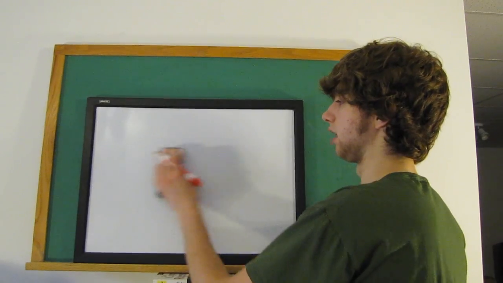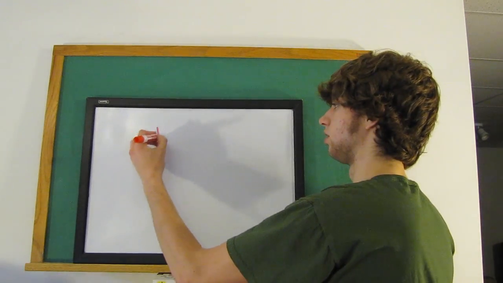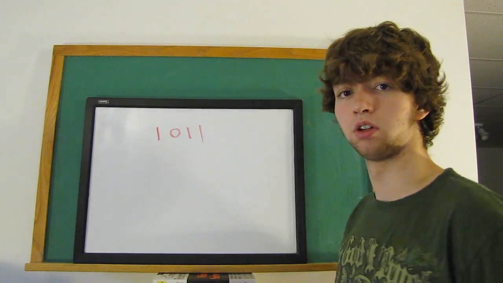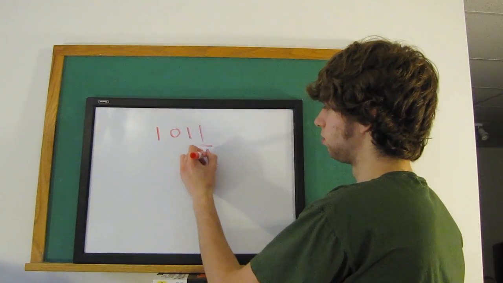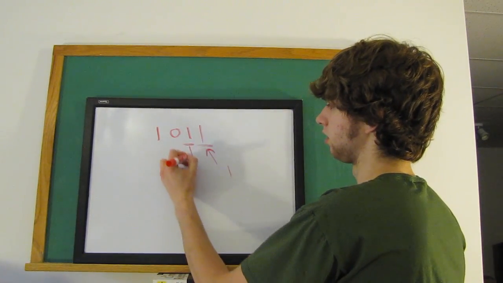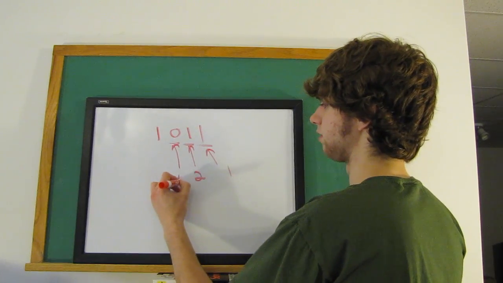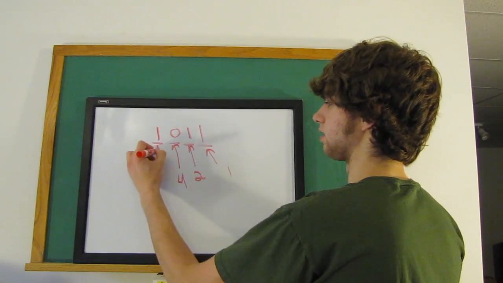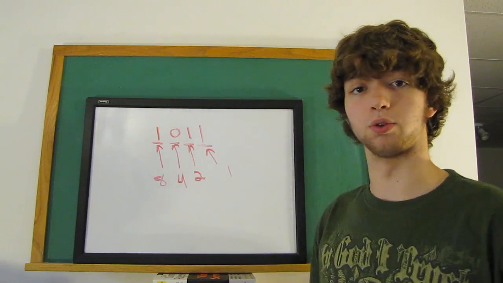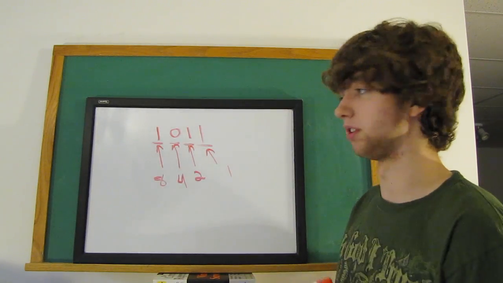So if we have a binary number such as 1011, well, we know this is 1, this is 2, this is the 4th place, and this is the 8th place. So we can use this to figure out what number this is.